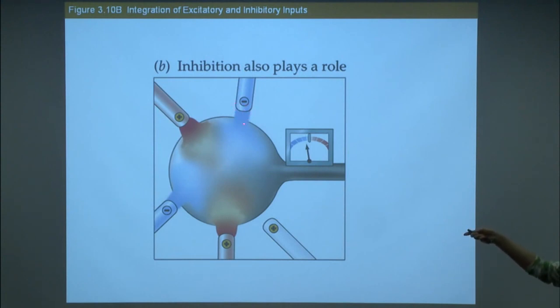It looks like the inhibition is the closest to the axon hillock. We have both inhibition and excitation, and this just keeps it farther away from firing. With both inhibition and excitation, the cell is not firing right here in this configuration.